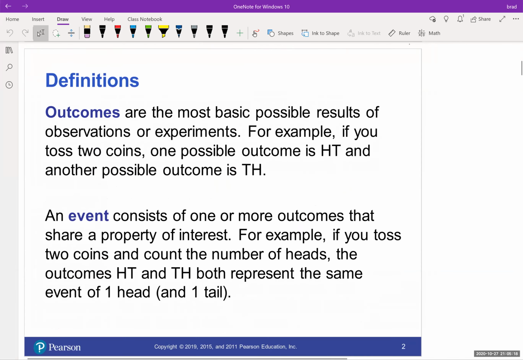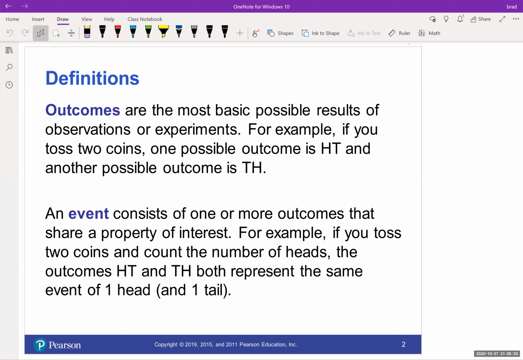So as always, let's start off with a few definitions. Outcomes are the most basic possible results of your observations or experiments. For example, if you toss two coins, one possible outcome is heads and tails, or you could also get tails then heads. You could also get tails, tails, or heads, heads. These are just possible outcomes.